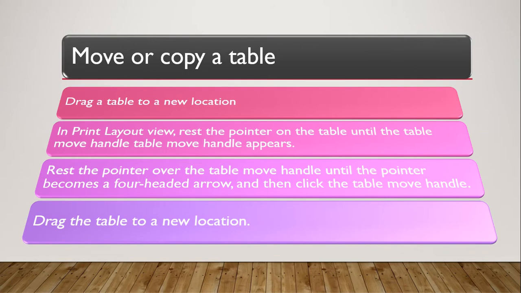Move or copy a table. Drag a table to a new location. In print layout view, rest the pointer on the table until the table move handle appears. Rest the pointer over the table move handle until the pointer becomes a four-headed arrow and then click the table move handle. Drag the table to a new location.